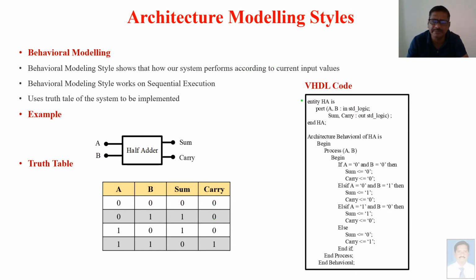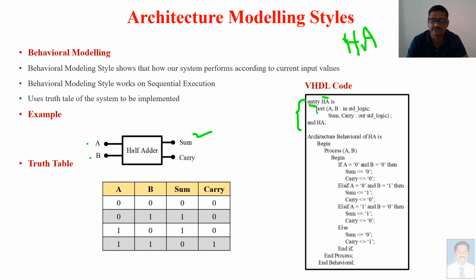I will first complete the entity declaration part from this black box. We have the two inputs A and B that I have defined. Entity, this is the reserved word, followed by the name of the entity. Name of the entity is HA, that is half adder. The name of the entity can be anything which is a legal identifier, and HA is a legal identifier. That's why I used HA.